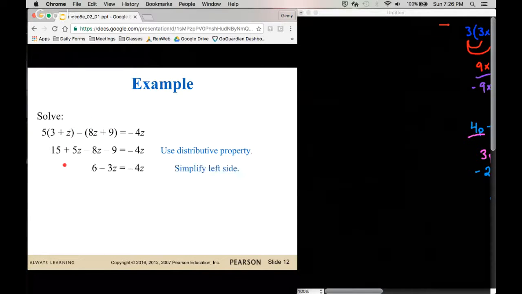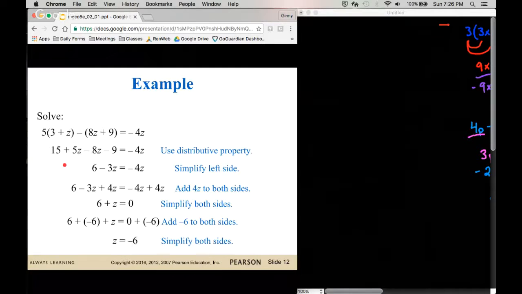Then you combine your like terms. So you get 6 minus 3z. Add the 4z to both sides because you want the z to stay positive. You get 6 plus z equals 0. Subtract the 6 from both sides, so z will equal a negative 6.